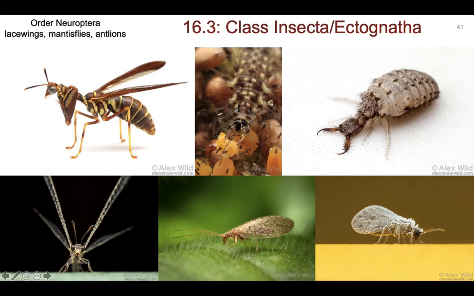Then we have the order Neuroptera, which you may not be super familiar with. This includes lacewings, mantis flies, and antlions. This is a mantis fly. No, it's not a praying mantis. It's its own separate order called mantis flies.